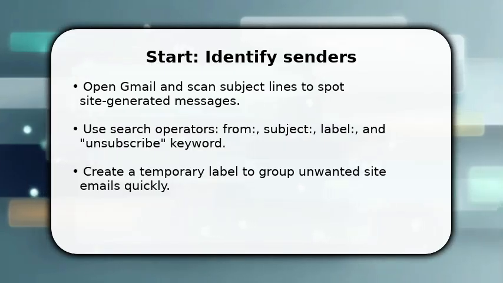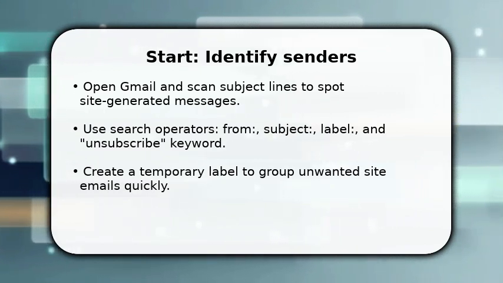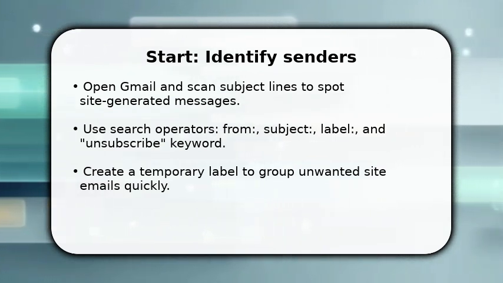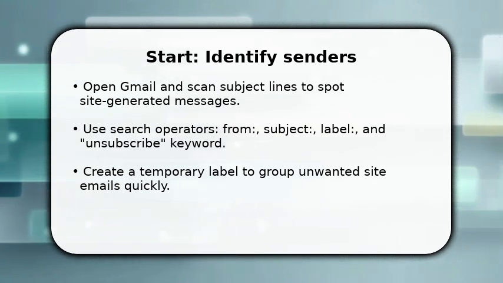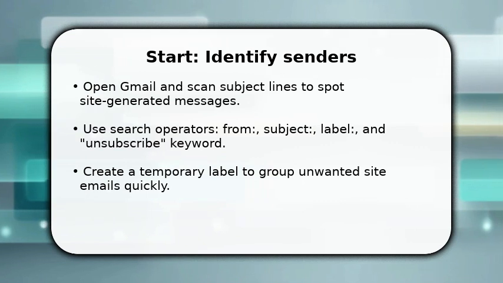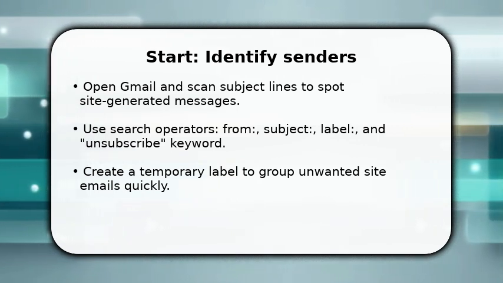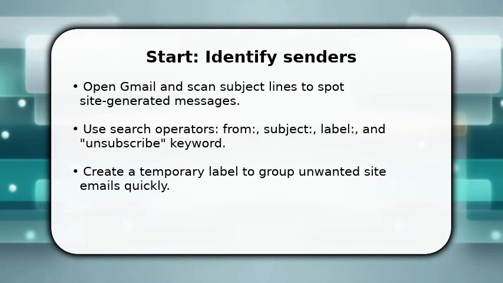You begin by finding the site emails you want gone. Open Gmail and search using from or the word unsubscribe to isolate those senders. This saves time versus checking one message at a time. Once done, apply a temporary label so you can act in bulk. Make sure to check the message header when unclear, because some services use varied addresses. This first step sets the stage. Grouping lets you choose unsubscribe, block, or filter without repeating work for each site.